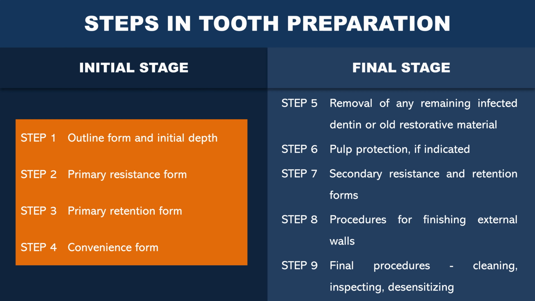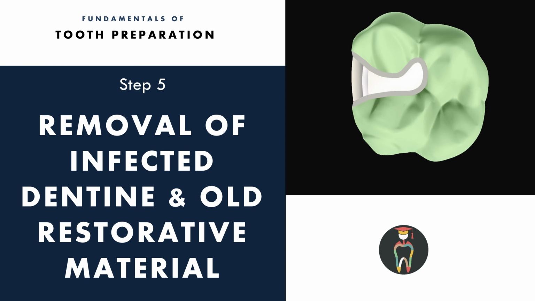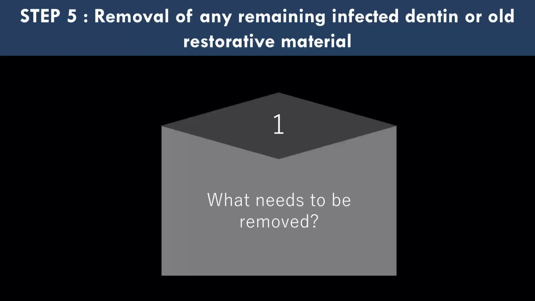If you haven't seen the first part, kindly go back and watch the first part before watching this video. Now let's move on to the final stage. The first step in the final stage of tooth preparation is the removal of any remaining infective dentin or old restorative material. Let's see in detail about it.